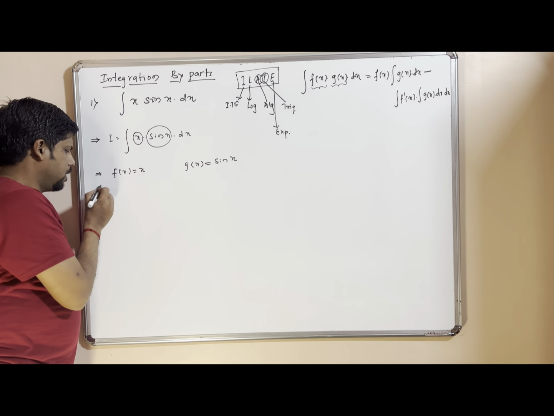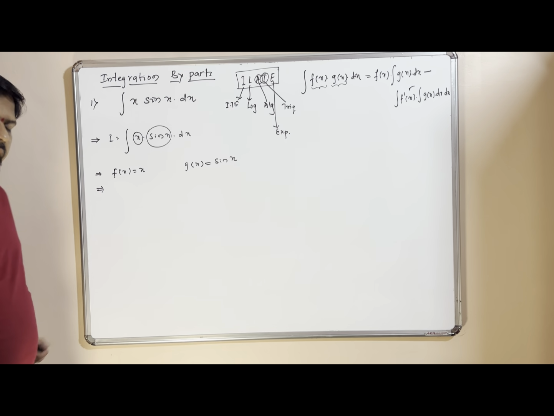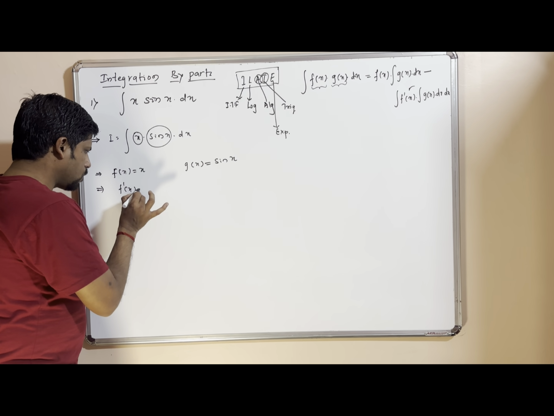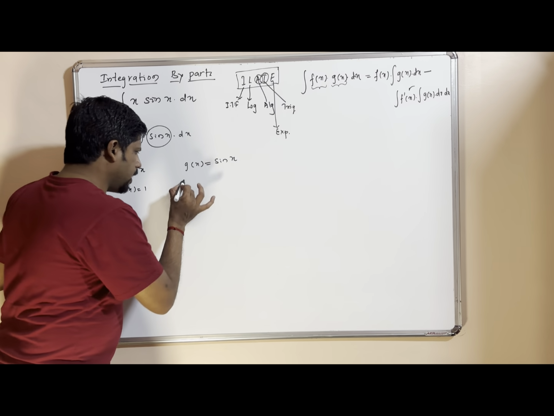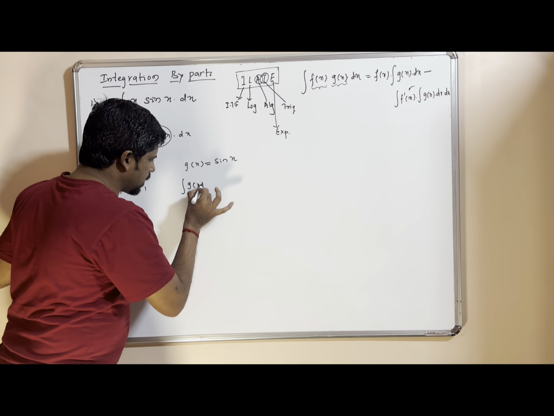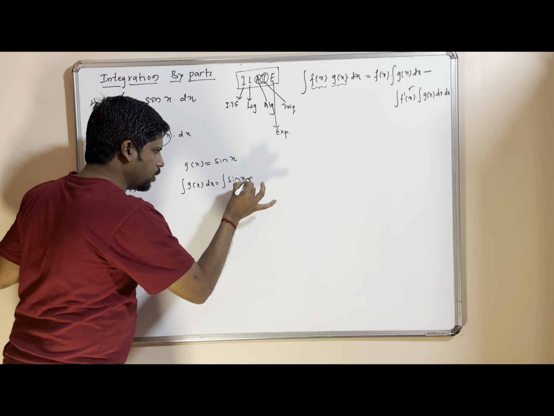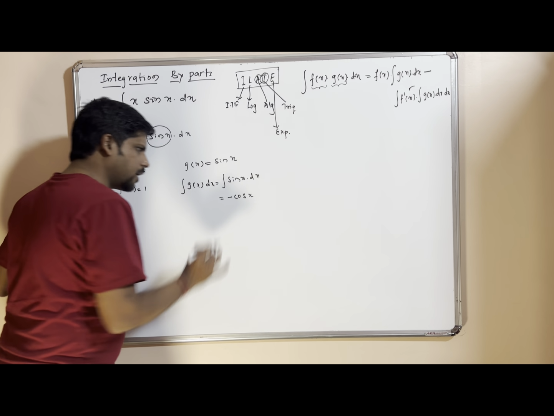Okay, so next, what do I need in the formula? I need this f dash of x. So the derivative of this function, f dash of x, is 1, right? What about integration of g of x into dx? It is integration of sin x into dx. Integration of sin x is minus cos x, right?